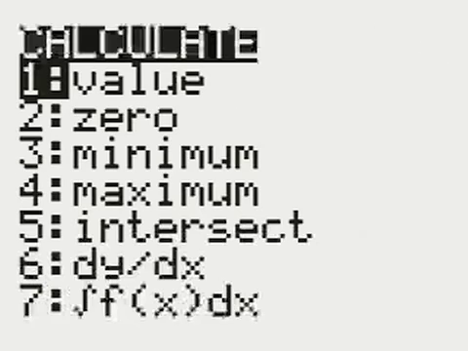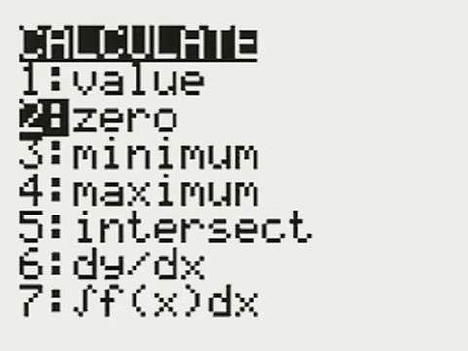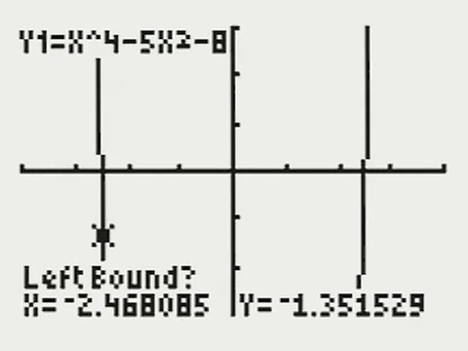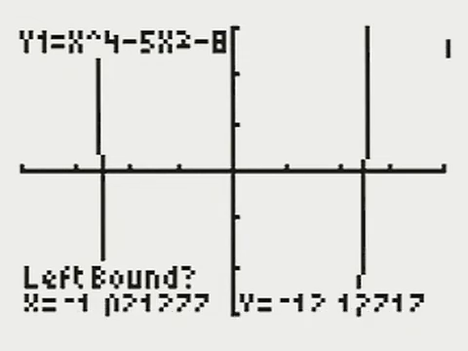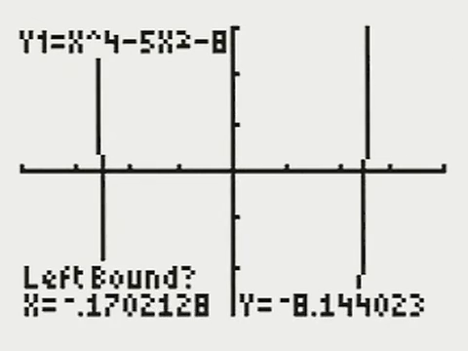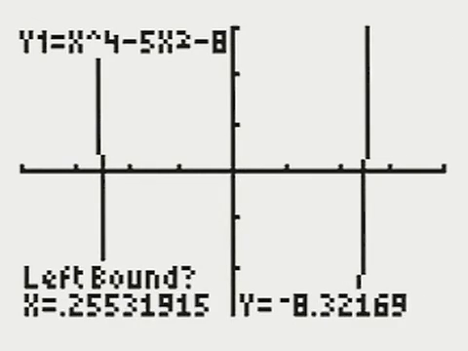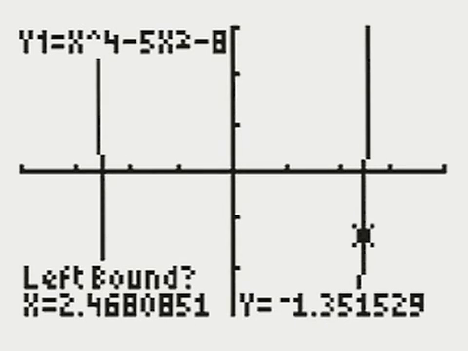We're going to repeat this for our second solution that we see. Go back to our calc menu, pick zero again. Now here we need to scroll over to the right so we get closer to our second solution, paying attention to the y value on the coordinates so we see where our cursor is. It's going down right now, and now it's starting to come back up. And so there we see it.